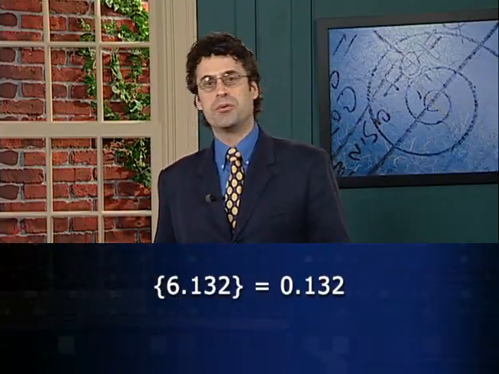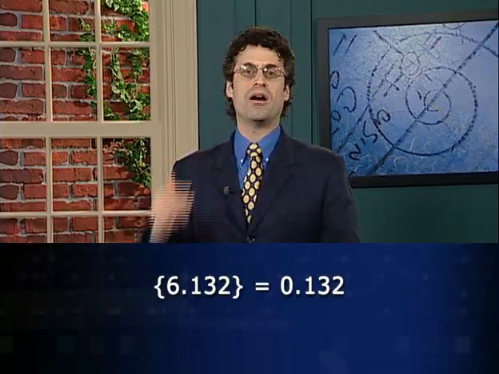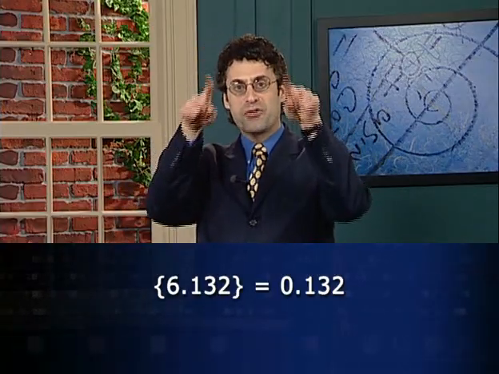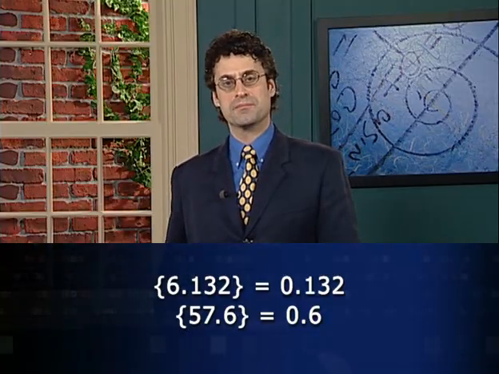Well, let's now recall the key idea in the proof of Dirichlet's theorem. It was to consider the fractional parts of integer multiples of a. And remember that we write that curly bracket for the fractional part of a number. So for example, the curly bracket of 6.132 would just be 0.132. I just lop off the 6. The fractional part of 57.6 would be 0.6.